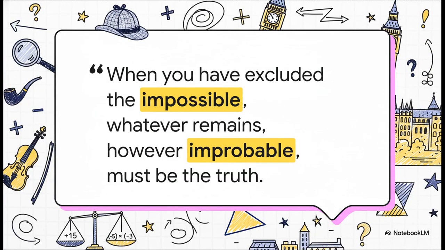And that's where we get this sort of Sherlock Holmes moment. We've just proven that for the rules of math to not break, -5 times -3 must equal +15. Any other answer is impossible. So even though it might feel weird, it has to be the truth.